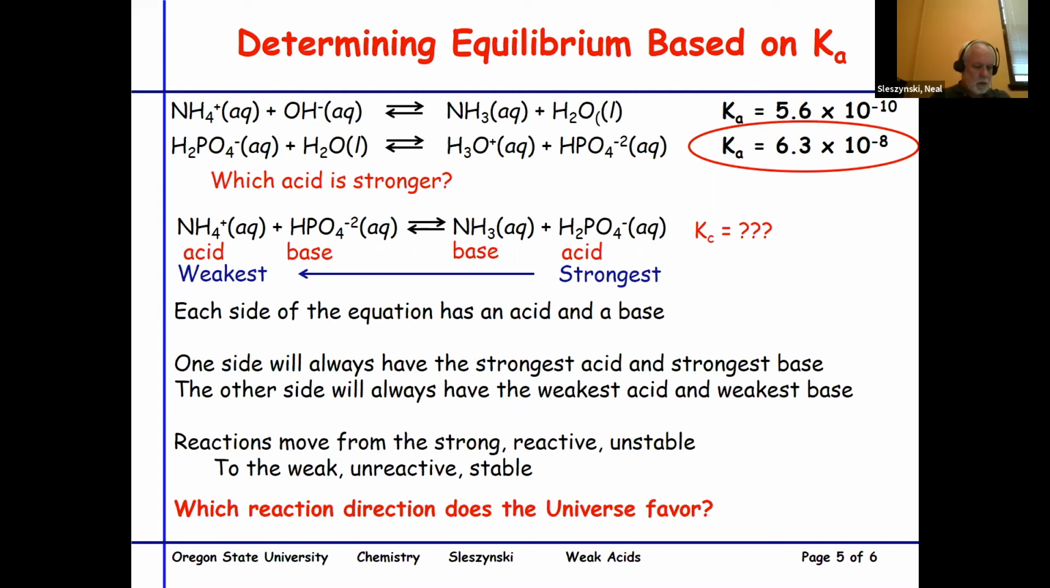We know which direction the universe favors because we know that the universe will always take reactive molecules and try to form more stable unreactive molecules. In this case, the equilibrium constant Kc for this acid-base reaction will lie to the left, meaning we have more reactants than products. Kc will be less than 1.